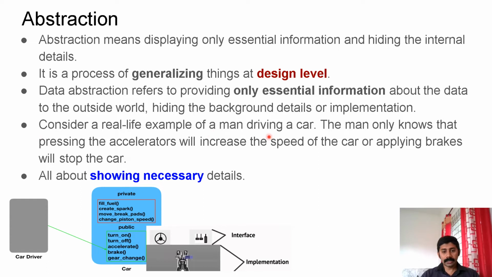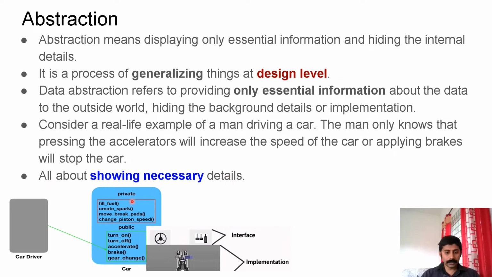Consider a real-world example of a man driving a car. The man only knows that pressing the accelerator will increase the speed or applying the brake will stop the car. He need not know all the internal implementation details of a car. Abstraction is all about showing the necessary details.